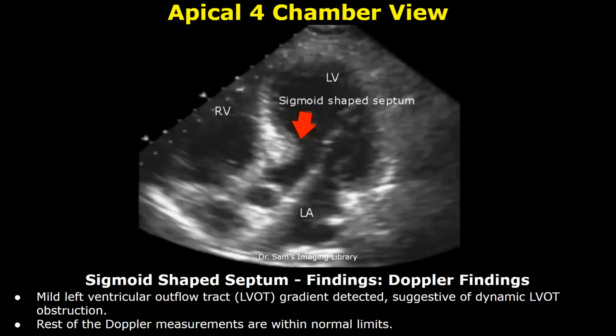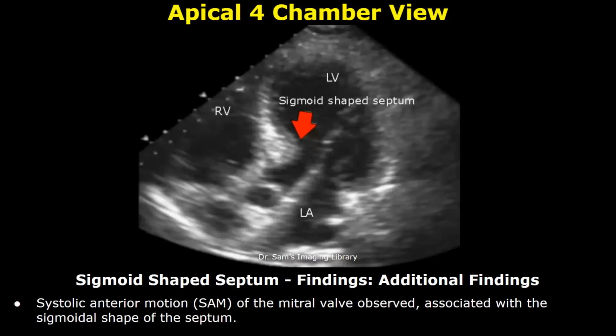Here are the Doppler findings. Mild left ventricular outflow tract gradient detected, suggestive of dynamic LVOT obstruction. Rest of the Doppler measurements are within normal limits. Here are additional findings. Systolic anterior motion of the mitral valve observed, associated with the sigmoidal shape of the septum.